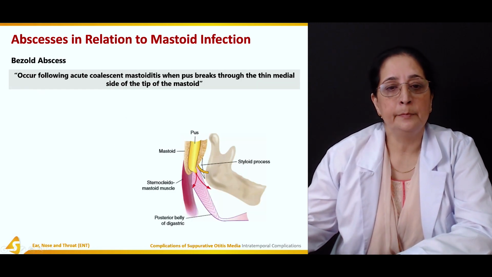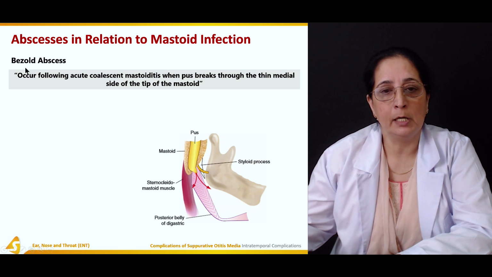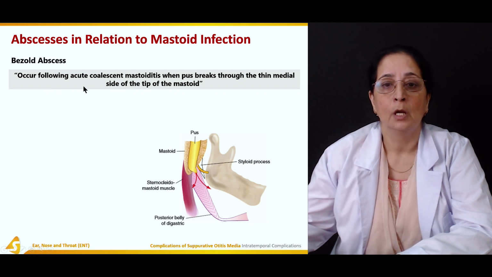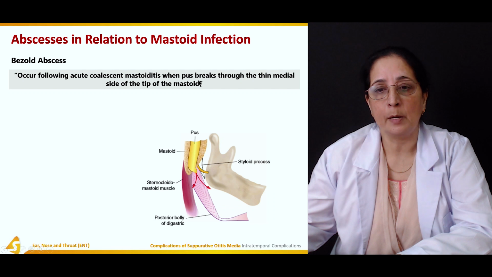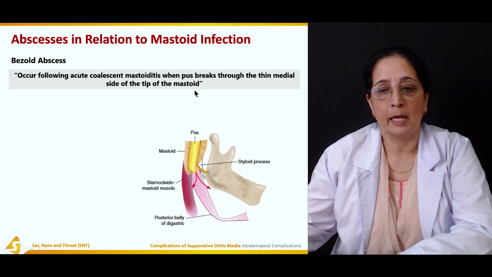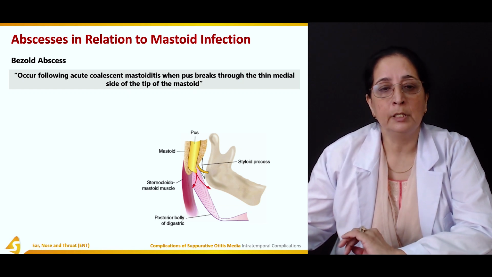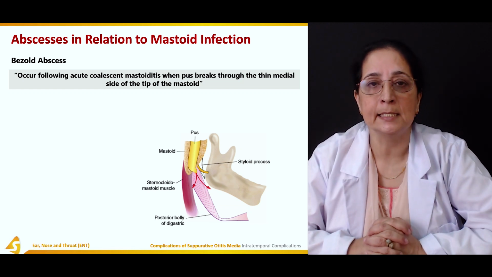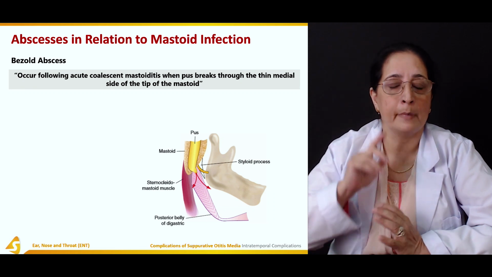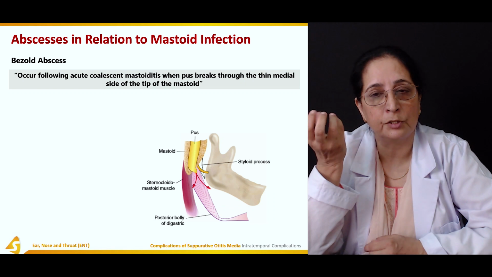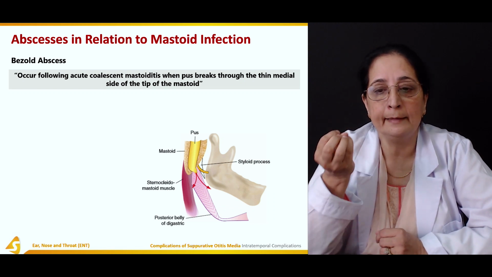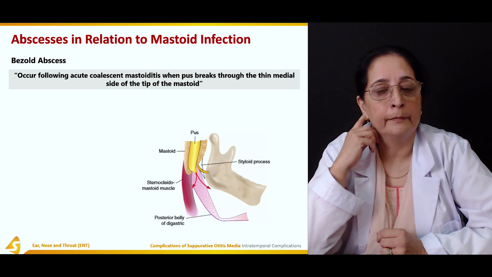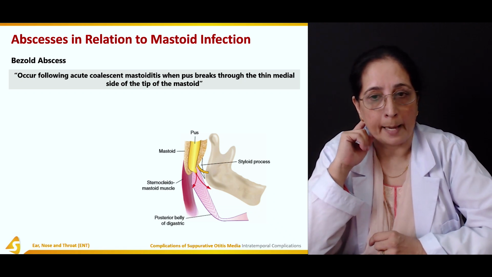Then the other is the Bezold abscess. This is the abscess that occurs following acute coalescent mastoiditis when pus breaks through the thin medial side of the tip of the mastoid. So usually the abscess occurs when pus breaks through the thin medial side of the tip of the mastoid. So when the pus is released at the tip of the mastoid, it leads to the formation of Bezold abscess.